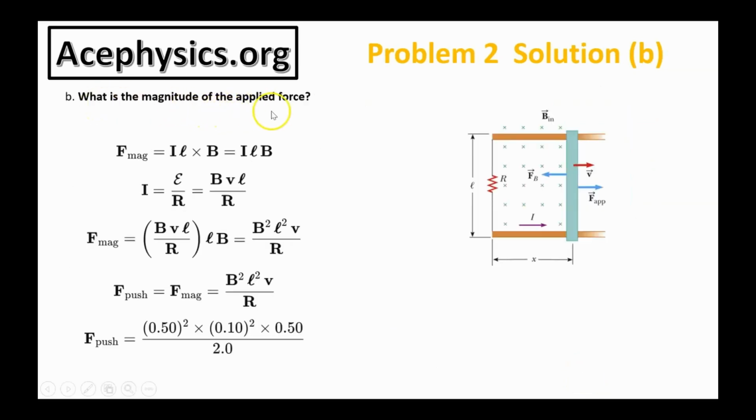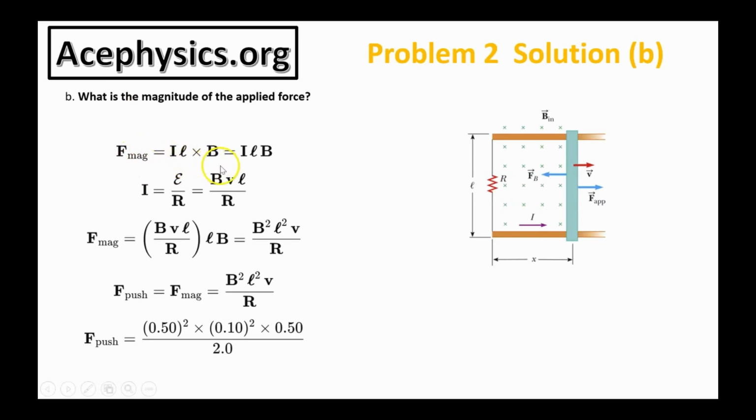Part B asks us to find the magnitude of the applied force. This is the applied force pulling the rod to the right. The Lorentz force moves the charges upward along the wire, creating a current. This current flowing through the magnetic field creates a drag force. This is the magnetic drag force. The magnetic drag force is just another application of the Lorentz force.